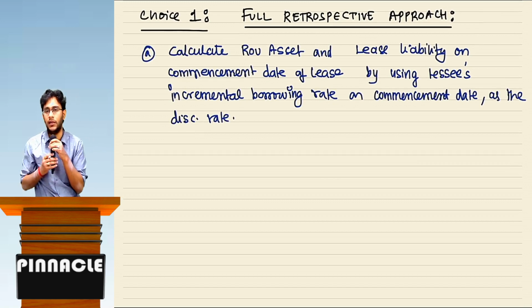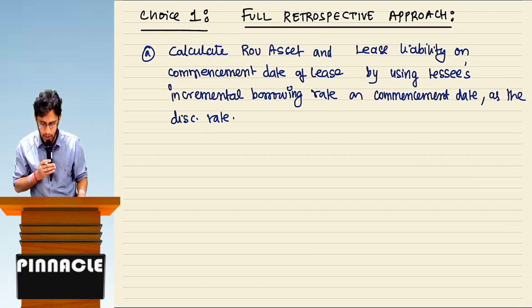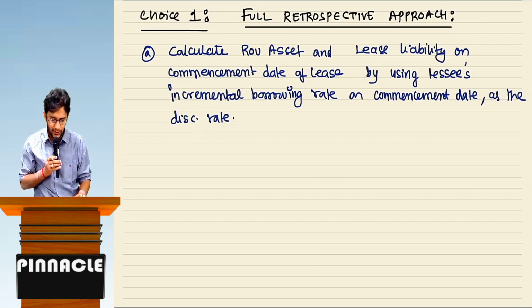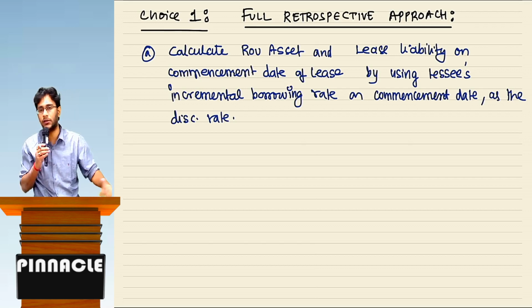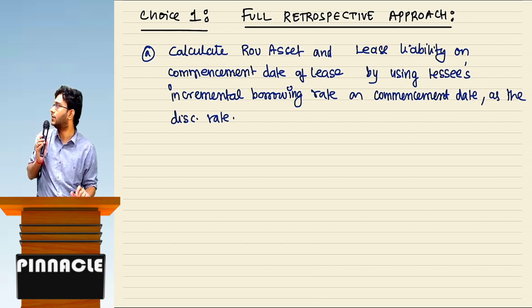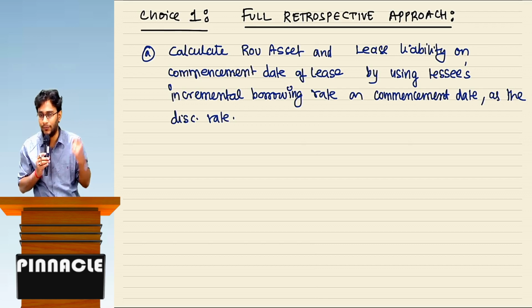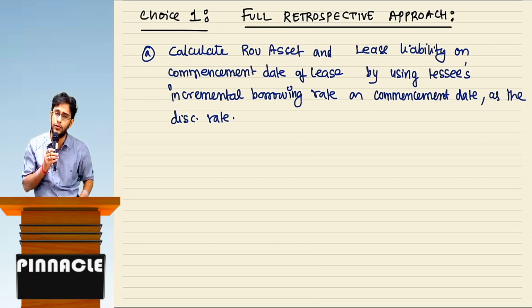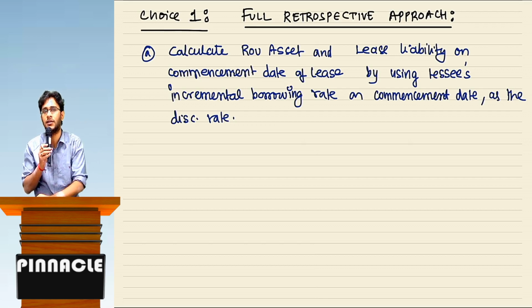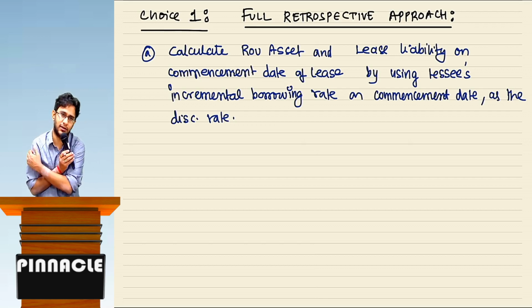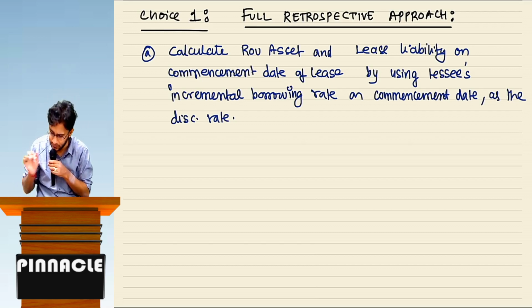So whenever a lease transaction you have entered, that is the inception date. Actually commencement date means the date on which the asset got into lessee's control. On that day, go back in time, work out ROU asset and lease liability balance. For that discounting rate, you have to use your IBR on that date. Sir, IBR on that date is not available, sir. Then obviously this choice you cannot apply. Simple. Then you have to see for the second choice.